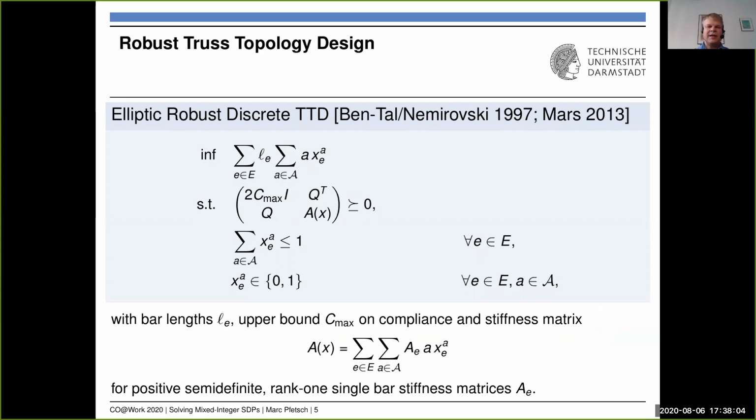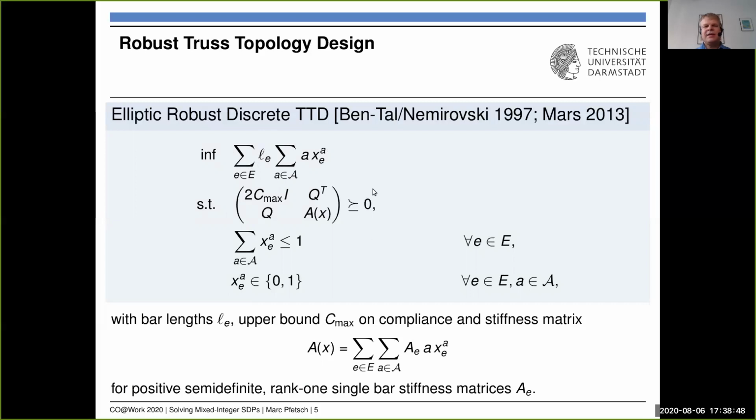Elliptic from this elliptic uncertainty set with the matrix Q, robust because of the robustness, and discrete because we are selecting discrete cross-sectional areas. And so what do we see in the objective? We are now minimizing the volume. So L_e is the length of the bar. And in this sum here, the x_{e,a} are 0-1 variables. They select a certain cross-sectional area for each edge or bar. And this complete sum here gives the cross-sectional area of the chosen one times the length, which gives the volume.